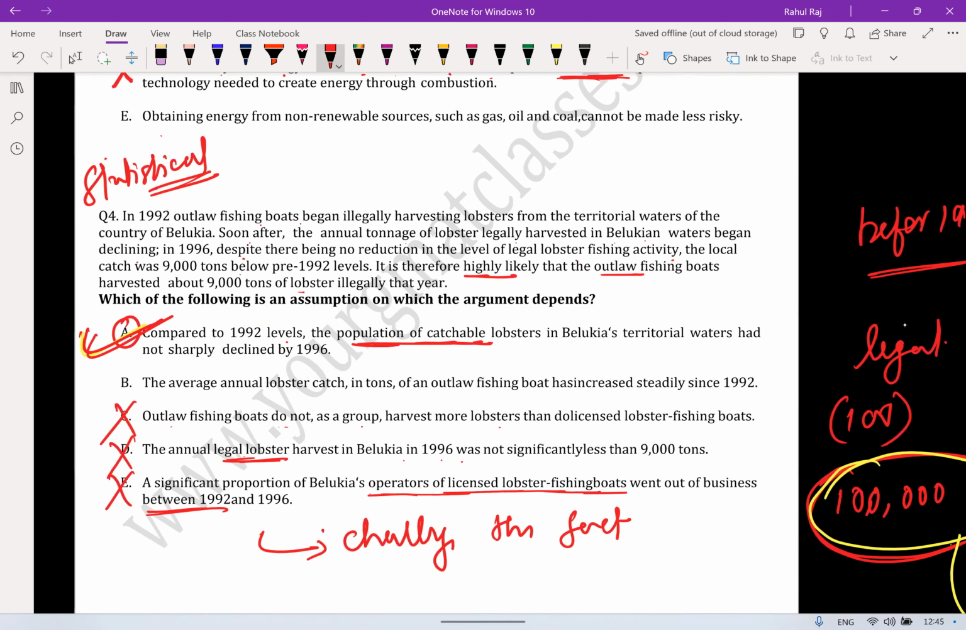B says the average annual lobster catch of illegal boats has increased steadily. Again, I've told you, steady is a non-quantifiable word. Now, how can you make this answer wrong? There is a lot of thought process required. Don't read in turns, because the "in turns" phrase is separated by two commas, and if you read it in turn, your entire flow of reading will break.